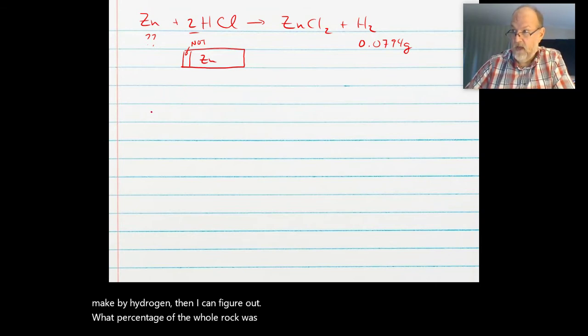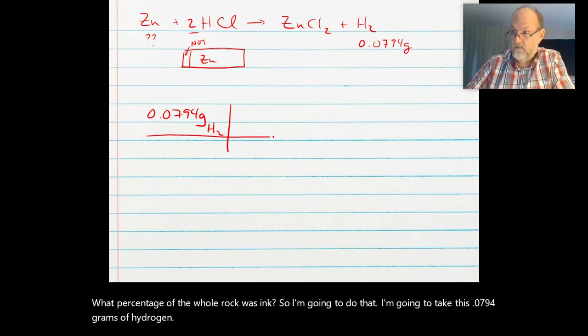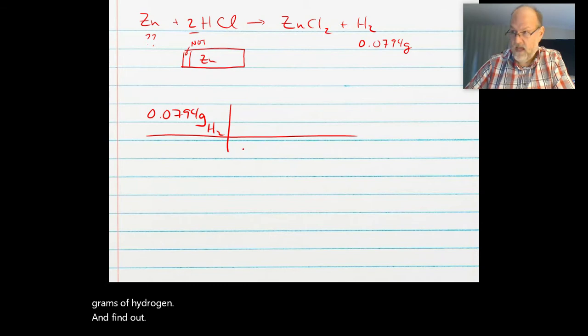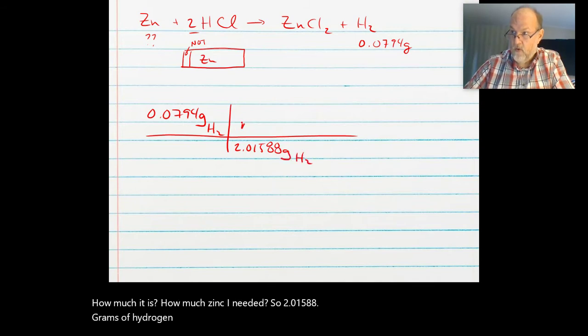So I'm going to do that. I'm going to take 0.0794 grams of hydrogen and find out how much zinc I needed. So 2.01588 grams of hydrogen gas for every mole of hydrogen gas.